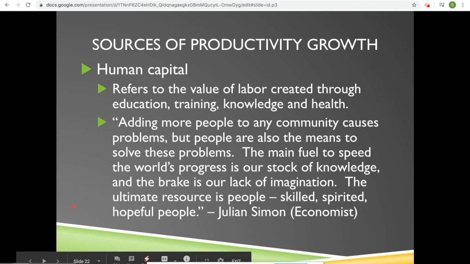Okay, then we have human capital, which refers to the value of labor created through education, training, knowledge, and health. Can even mention skills over here. So it's education, skills, training, knowledge, and health. And as Julian Simon said, adding more people to any community causes problems, but they're also the means to solve these problems, right?